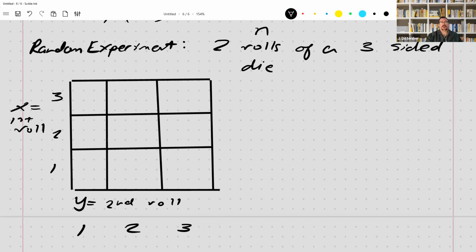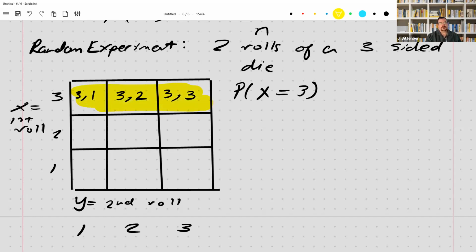Suppose I want to know what is the probability that X, which is my first roll, is equal to 3. It's simple to do. I just figure out where the first roll is equal to 3. Here, my first roll is 3, my second roll is 1. Here, my first roll is 3, my second roll is 2. Here, my first roll is 3, and my second roll is 3. So here is where we can get the first roll equal to 3.